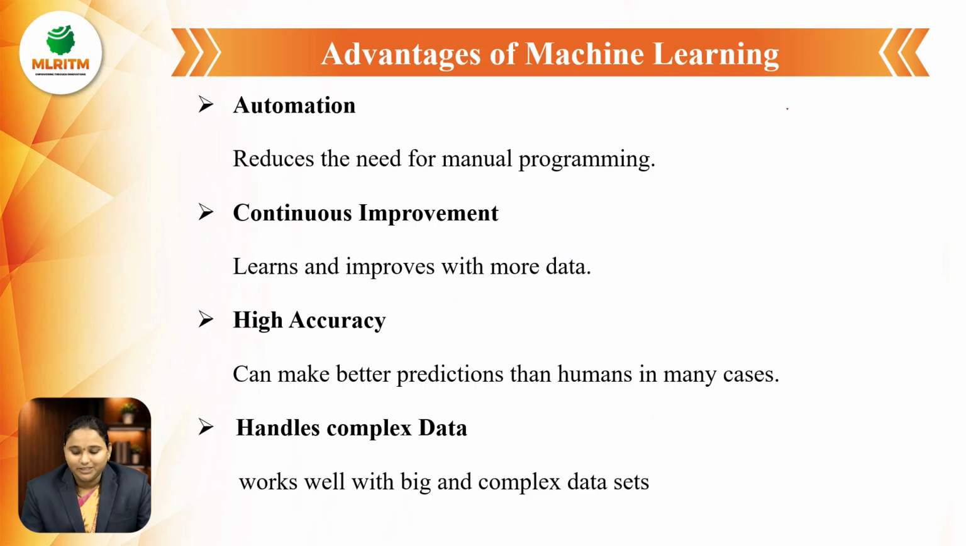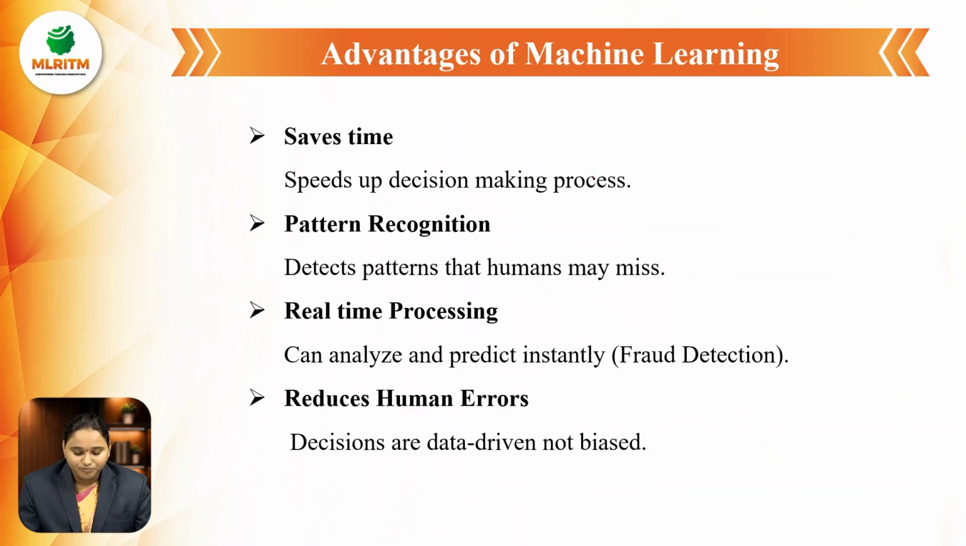Next, what are the advantages of machine learning? We have automation, which reduces the need for manual programming, and continuous improvement, which learns and improves with more data. High accuracy: it can make better predictions than humans in many cases. It handles complex data and works well with big and complex data sets. Next, it saves time and speeds up the decision-making process. Pattern recognition detects patterns that humans may miss. Real-time processing can analyze and predict instantly. That is nothing but fraud detection. It reduces human errors. Decisions are data-driven, not biased.